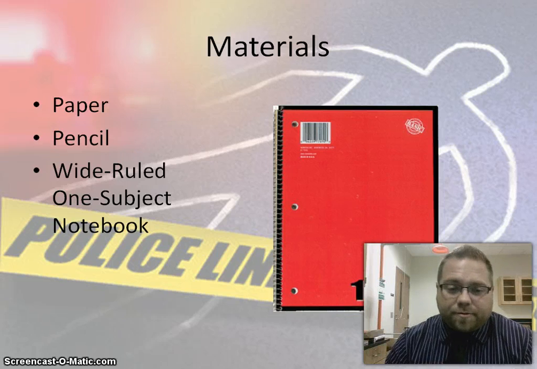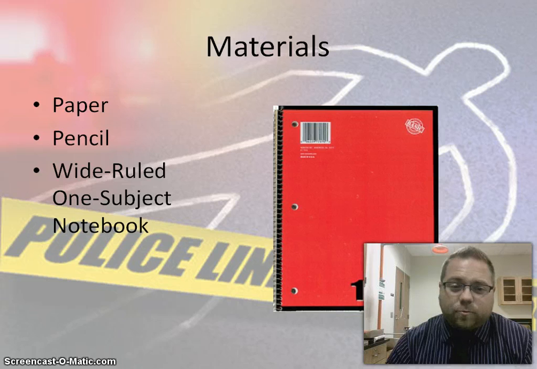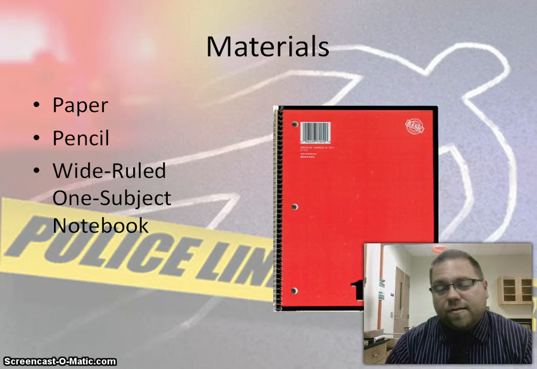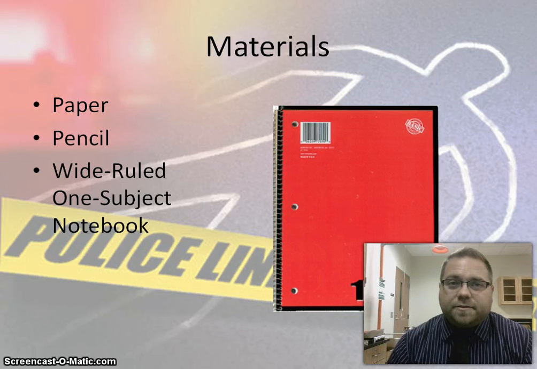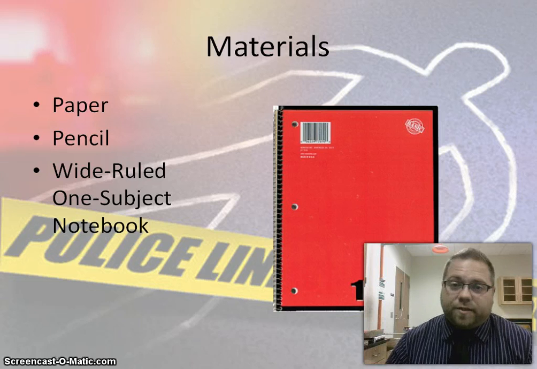As far as materials, the main thing that kids need is a wide-ruled, one-subject notebook. I would like everyone to get one of those as soon as possible. We're going to be keeping that notebook in class and doing a lot of our projects in it. If they could get that, that would be fantastic. We'll start using those in class, and once we get the online format up, we'll be using that for a lot of our group projects.